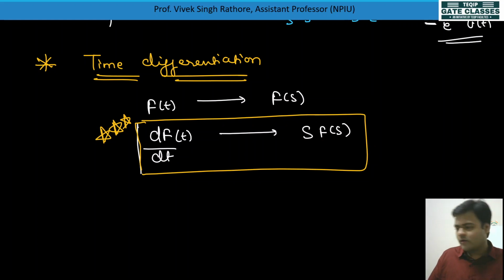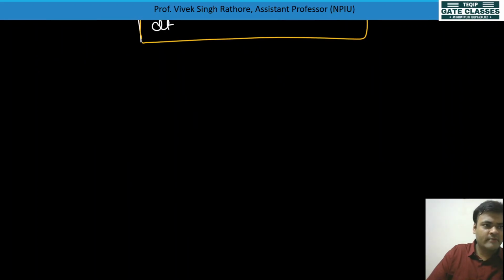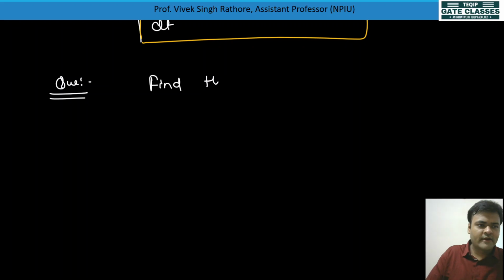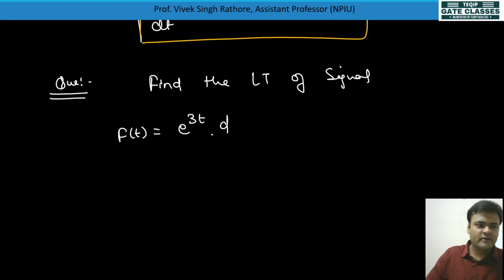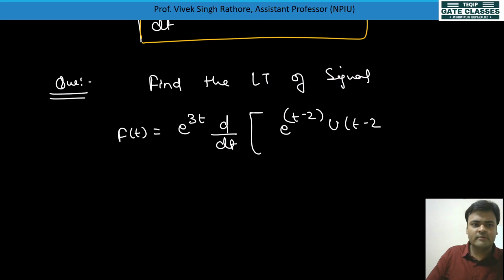We'll try to understand this concept by solving one question. You need to find the Laplace transform of a signal. Let's suppose f of t is given as e to the power 3t, d by dt of e to the power t minus 2, u of t minus 2. Now you need to find the Laplace transform.